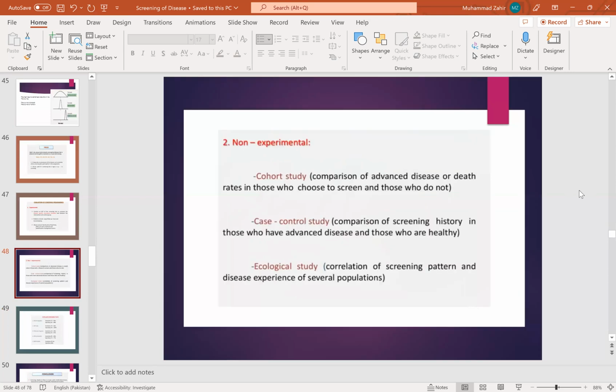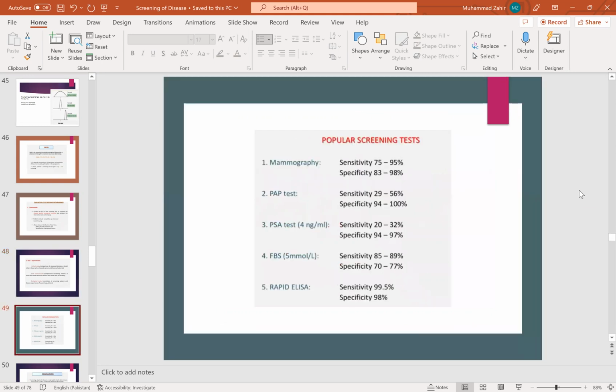In non-experimental cohort study, comparison of advanced disease or death rates in those who choose to screen and those who do not. Case control: comparison of screening history in those who have advanced disease and those who are healthy. And ecological study: correlation of screening pattern and disease experience of several populations. Popular screening tests include mammography and pap tests. In mammography, the sensitivity is 75 to 95% and specificity is 83 to 98%.